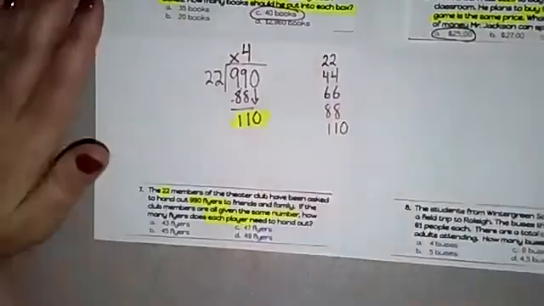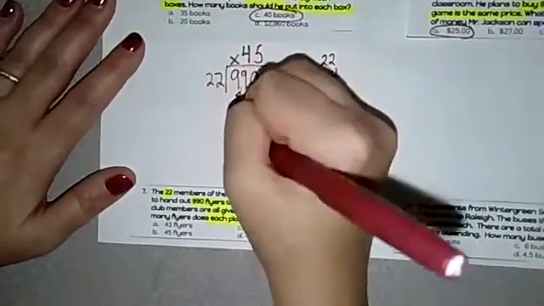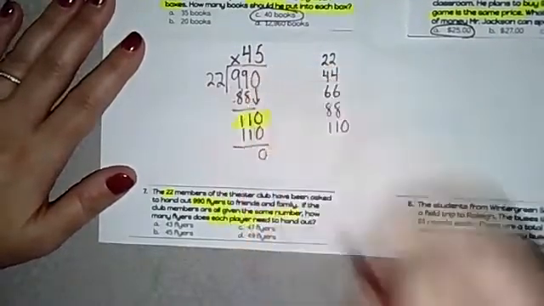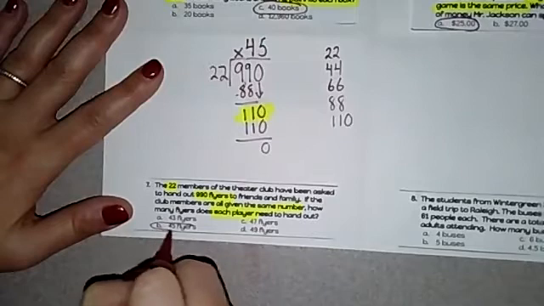All right. Liam, how many 22s are in 110? There are 5. Very good. 5 times 22 is 110. When you subtract, you get 0. So your answer is 45.